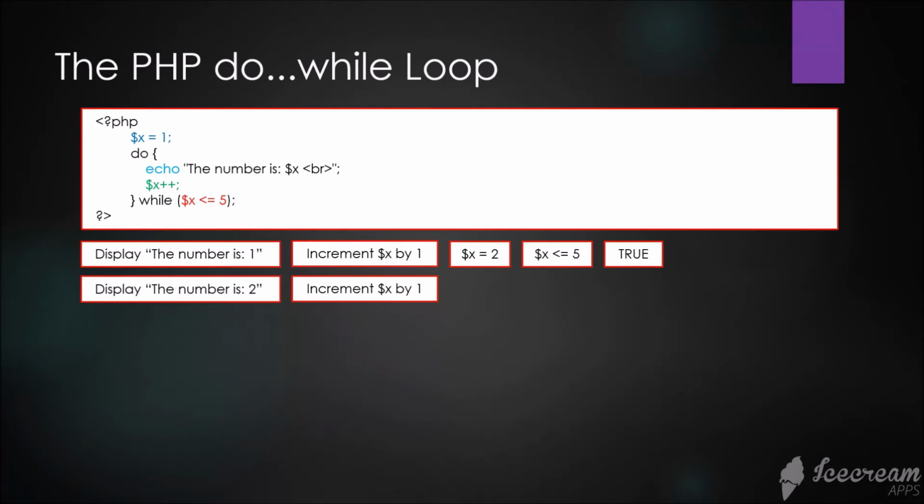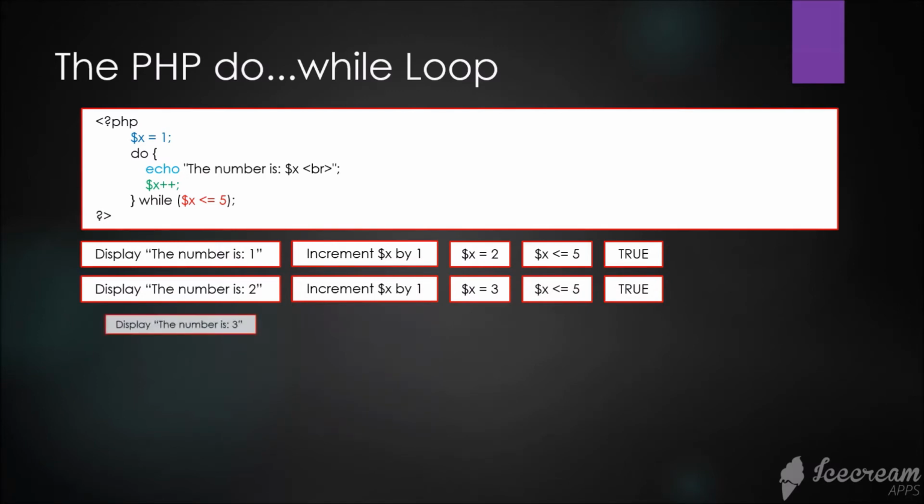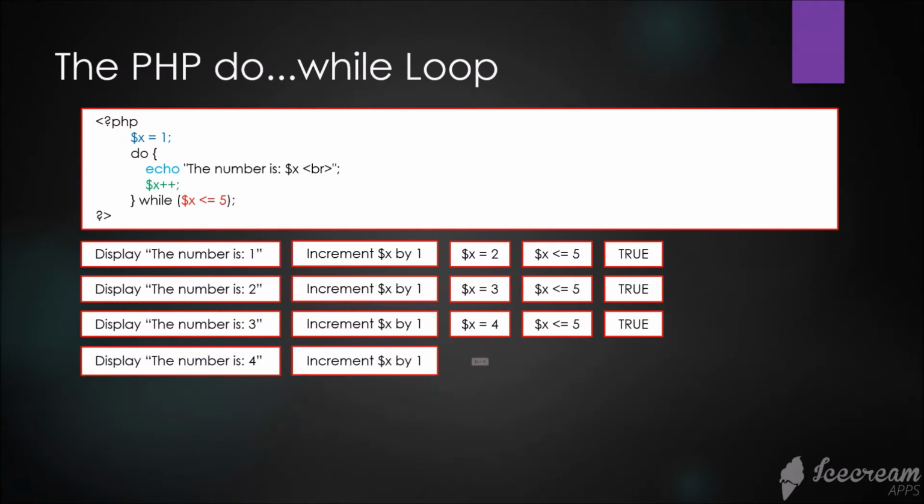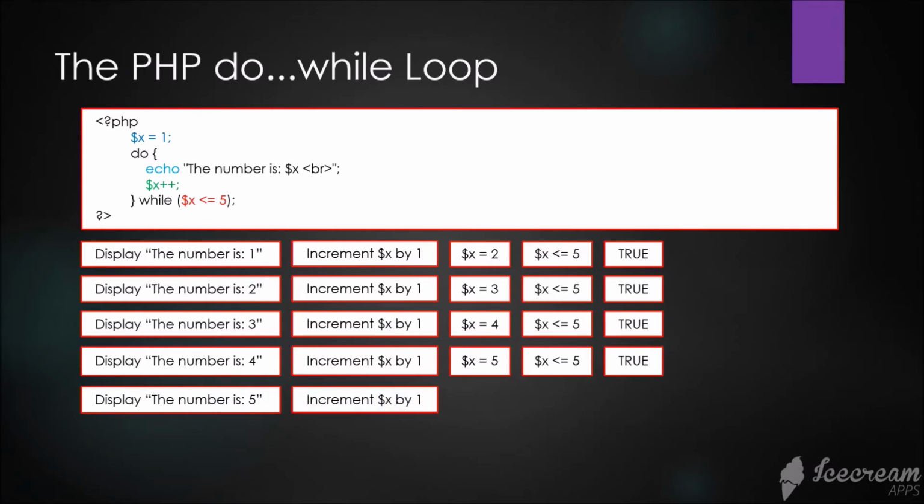Increment it by 1, yung x. Then, the current value of x is 3. Then, if we're going to compare, then x is less than or equal to 5. The answer pa rin is true. Okay? So, yun ang process ng do while. So, inuuna niya yung display ng statement. Then, afterwards, incrementation. Then, i-compare na niya.